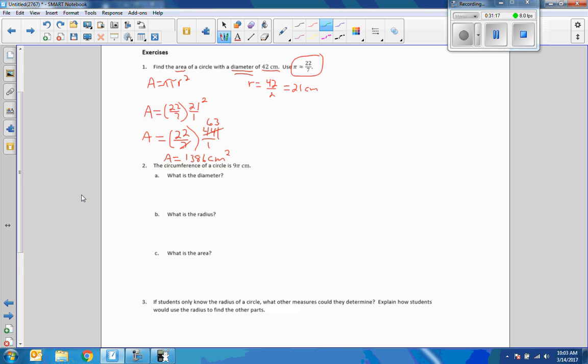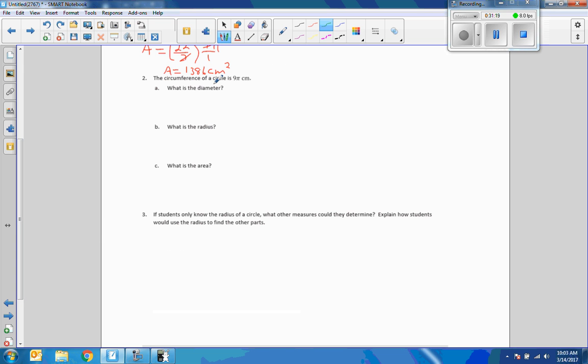Okay? Next question. The circumference of a circle is 9 pi centimeters. So if I drew a picture, here's my circle with my center. The circumference is 9 pi. What is the diameter? What is the radius? What is the area?